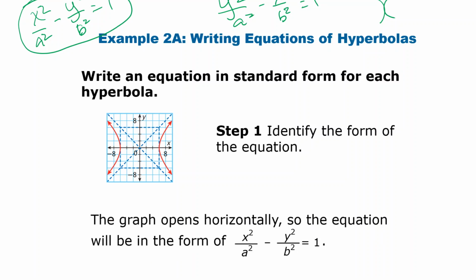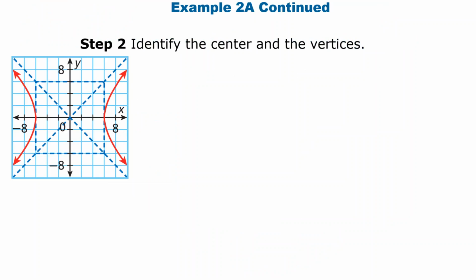So identify the form of the equation. The graph opens horizontally, so the equation will be in the form of x squared over a squared minus y squared over b squared equals 1. That's a really important part of this whole thing, determining which equation to use. So now that we've determined that, let's keep going.